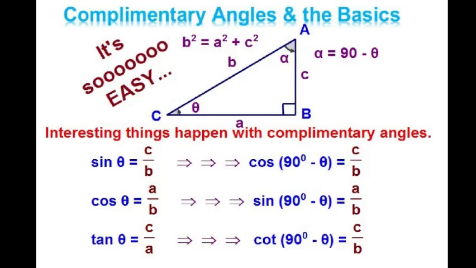Similarly, we can write cos theta as A on B, adjacent on hypotenuse. At the same time, we can write sine of 90 minus theta as A on B, that is opposite on hypotenuse. So for alpha, the opposite side is A. So here also we can consider that sine of 90 minus theta is equal to cos theta. In the same way, tan theta is C on A, and cot of 90 minus theta is equal to C by A, so that cot of 90 minus theta is tan theta. It's easy, right?